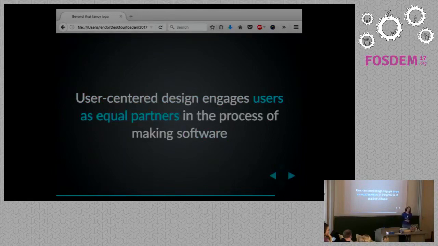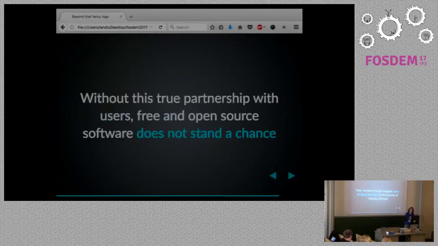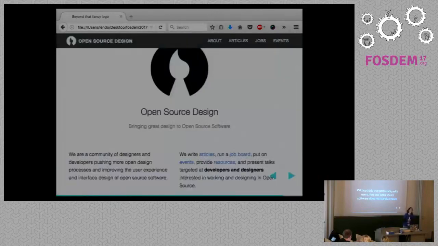So this is why it's so important that we think about the non-visual aspects of design. Because user-centered design engages users of software as equal partners, not just as passive elements that receive the technology and use the technology we produce. It engages users as equal partners in the process of making software. And without this true partnership, without a true shift to user-centered design processes, free and open source software will never see widespread adoption, and it will not stand a chance against commercial software.